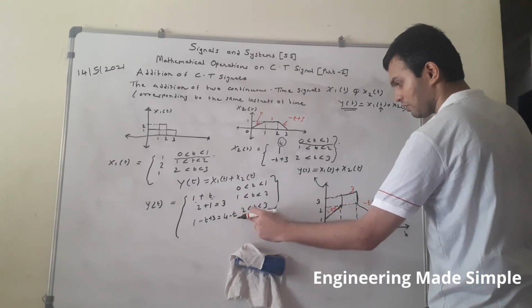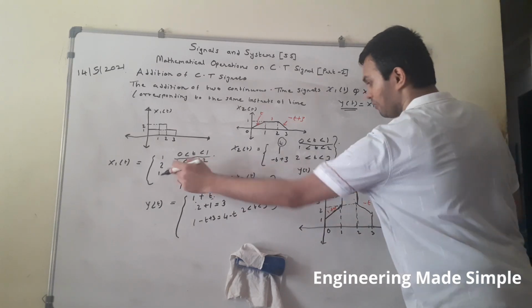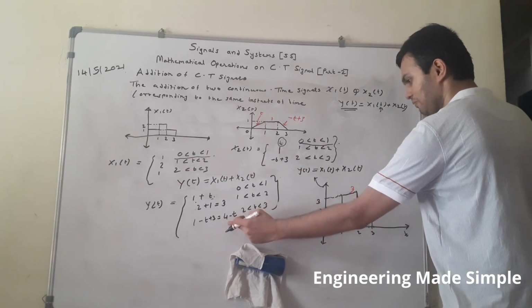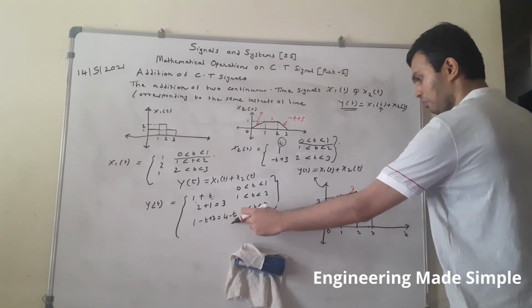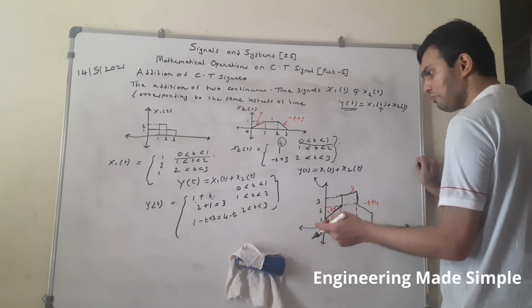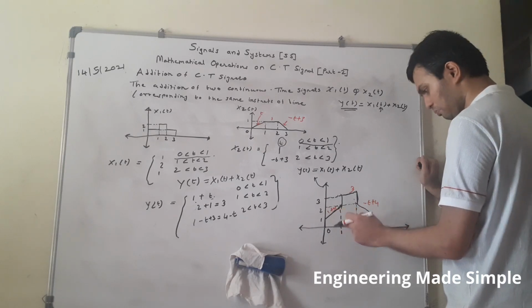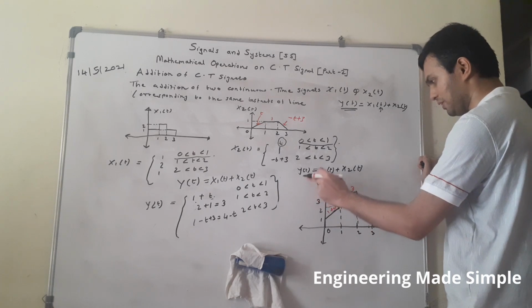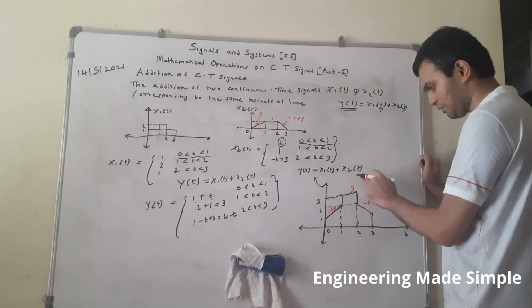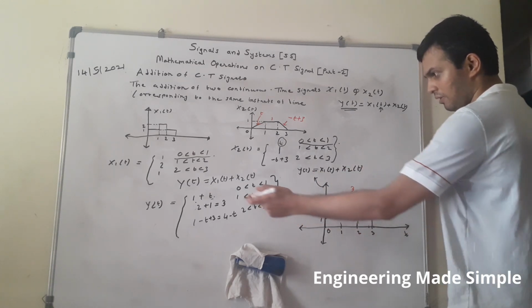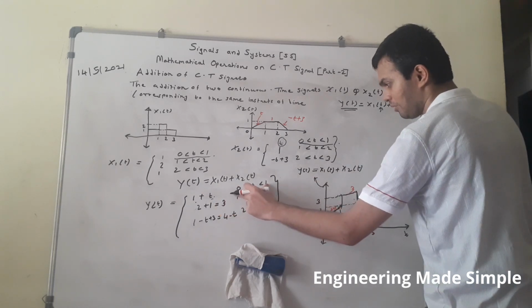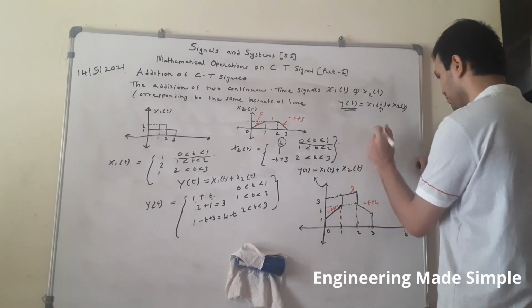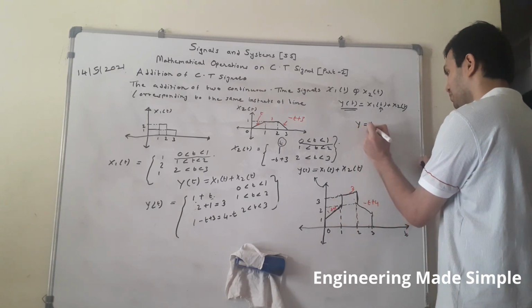Similarly, for the time interval 2 to 3, we add 1 with minus t plus 3. When we add 1 with minus t plus 3, we get the equation 4 minus t. Now we are supposed to plot, between 0 to 1, the signal y(t), which is the addition of x1(t) and x2(t). We have obtained the equation in the time interval 0 to 1: our value is 1 plus t. Now how will you plot 1 plus t? So y is equal to 1 plus t.